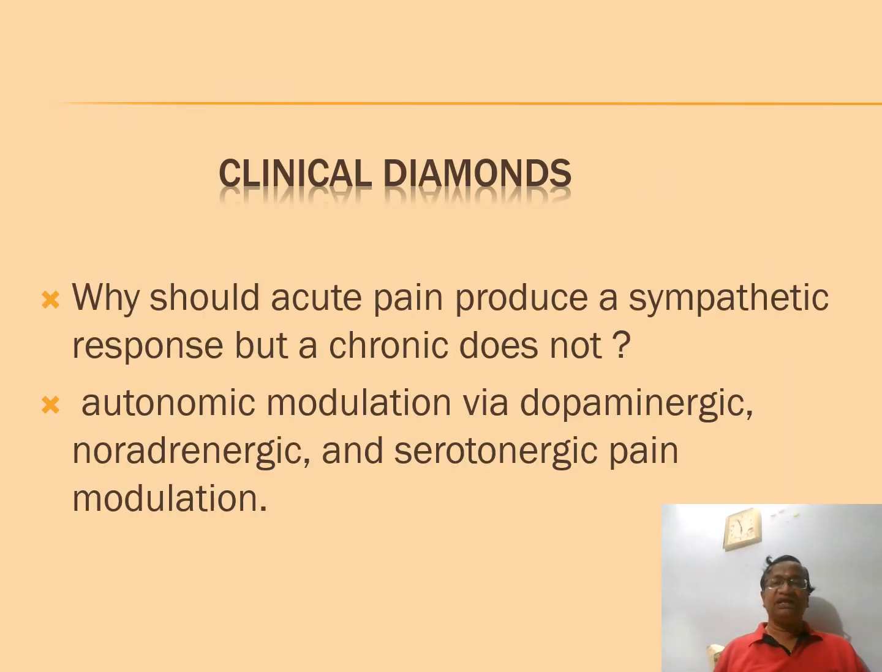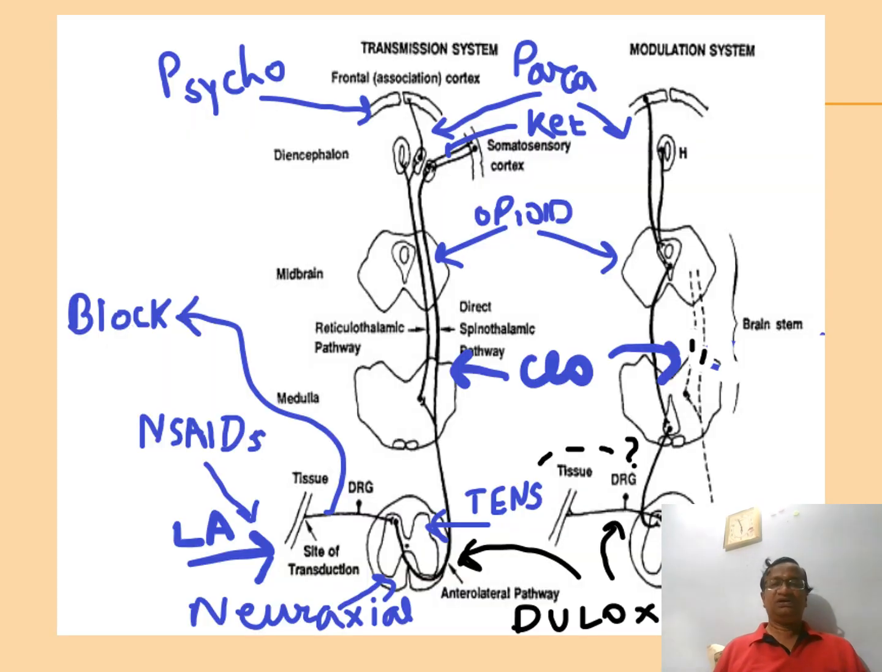Now we go to clinical dimensions. Why should acute pain produce a sympathetic response? BP rises, heart rate rises, but chronic pain does not. Now I have an ascending and descending modulation system. It is roughly drawn, I'd say. If this is the site of pain, here there is an injury. From here it goes, crosses and goes above, and there is a descending modulation.